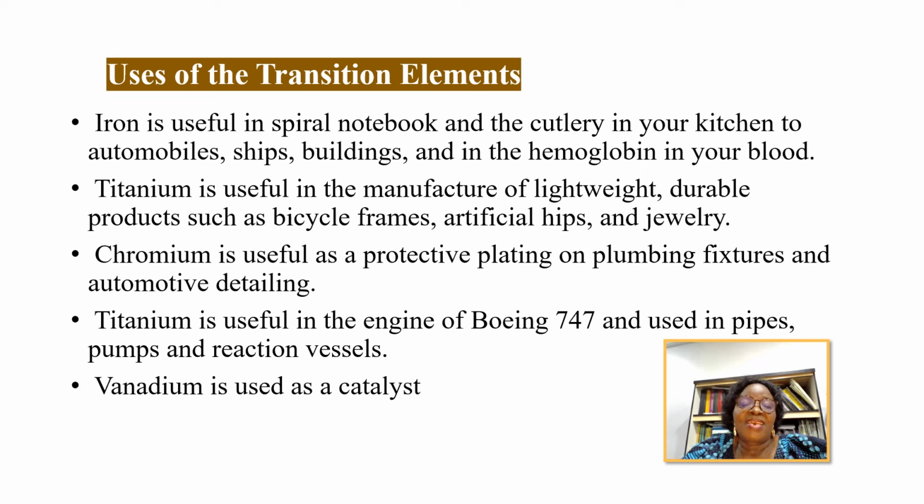The uses of the transition elements. Some of these transition elements occur everywhere, like iron. Iron forms the rings in our spiral notebook and the cutlery in our kitchen, to automobiles, shipbuilding, and the hemoglobin of blood, we use iron. And then titanium is useful in the manufacturing of lightweight, durable products such as bicycle frames, artificial heart chips, and jewelry. And then we have chromium that is useful as a protective plating on plumbing fixtures and automobile detailing.